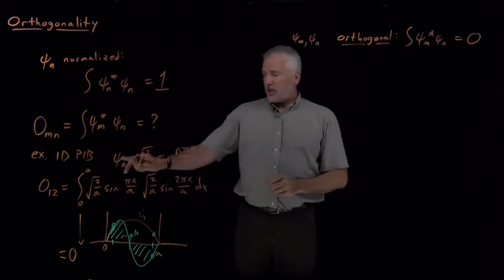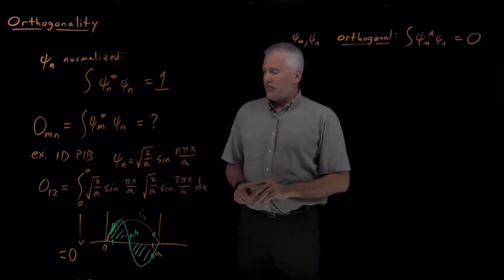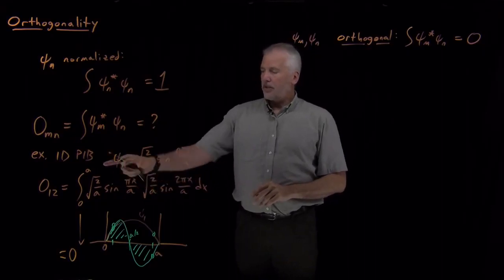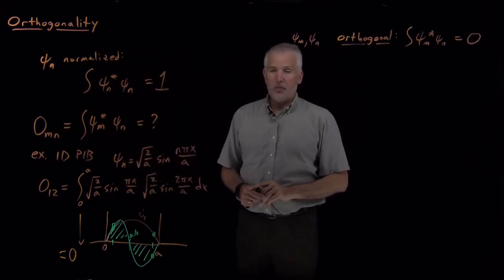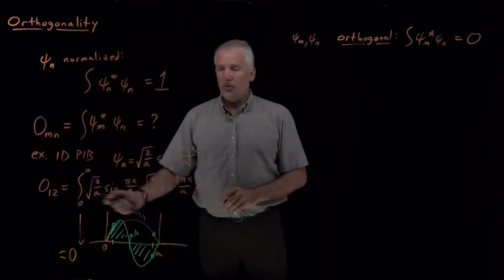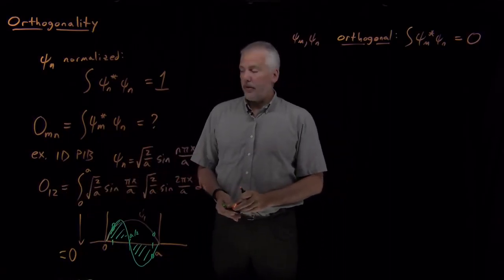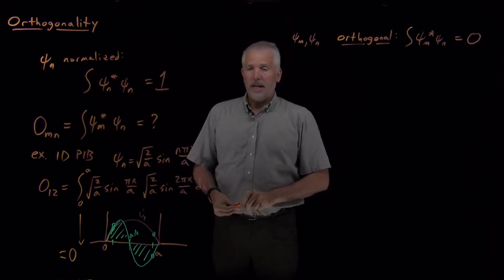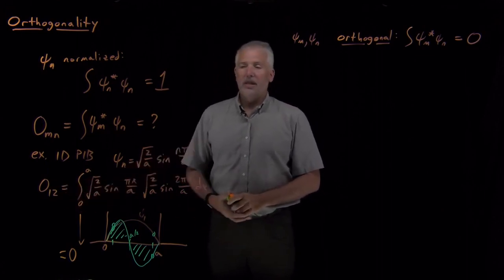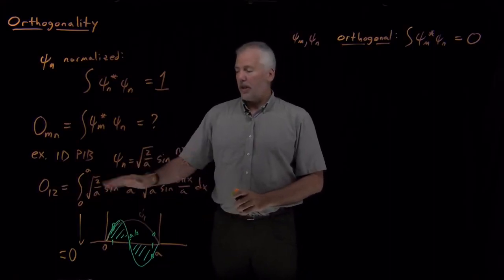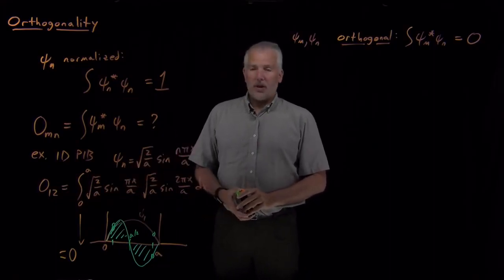So we could continue with more examples for wave functions of the one-dimensional particle in a box. But it turns out that whichever pair we choose, whether it's 1 and 2, or 1 and 3, or 1 and 4, or 2 and 3, or 2 and 4, and so on, any pair of different wave functions that I choose are always going to turn out to be orthogonal to one another.